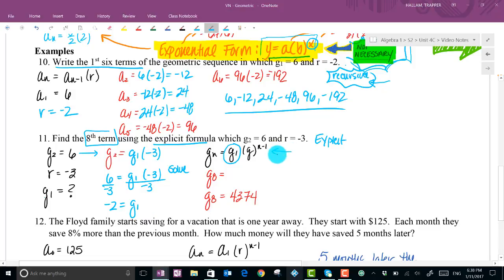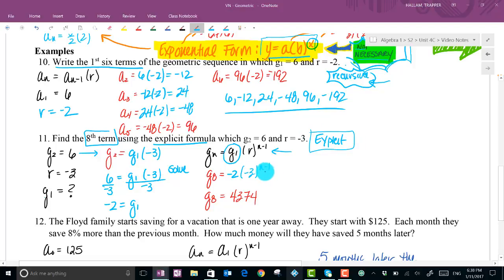Now we can write our explicit form. So I'm going to take -2 here and plug it in for my g sub 1. And I just finally caught that this should be our ratio there. So now we've got -2 times our ratio, which is -3 to the n minus 1. We're done. It asks for the explicit form.